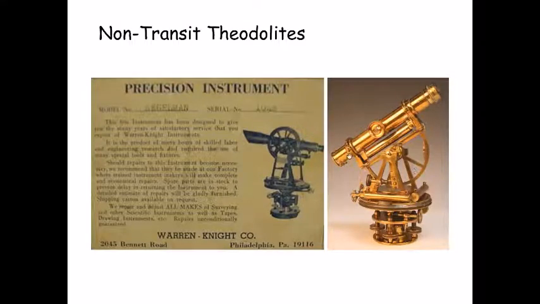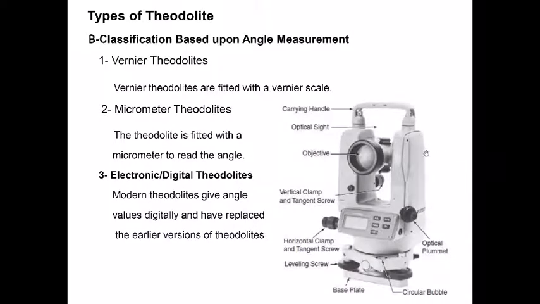So they are non-existent now, but this is the difference between transit and non-transit theodolites. Then we have classification based upon angle measurement. So with time, there were a number of different ways by which the instruments measured angles.